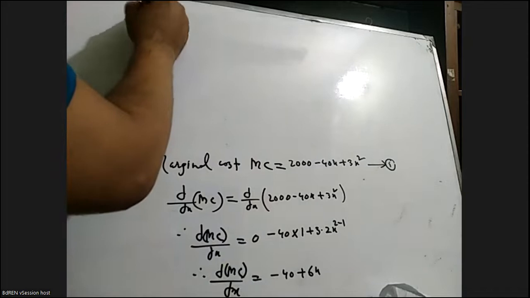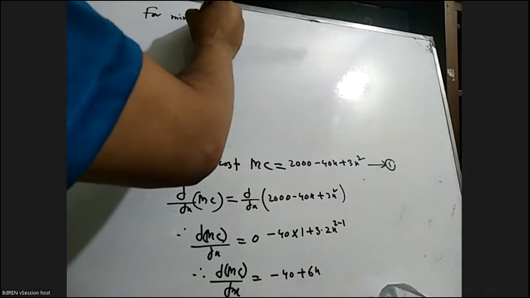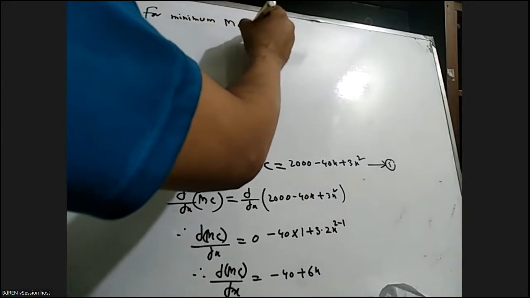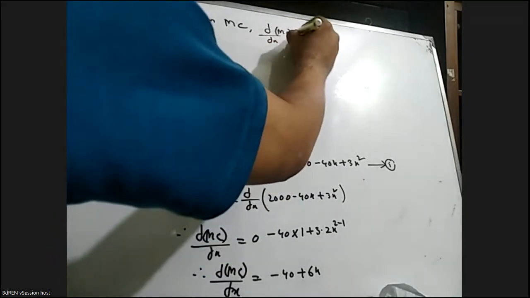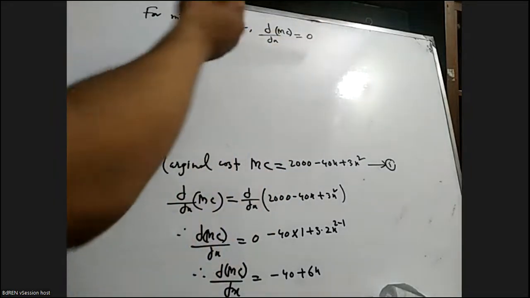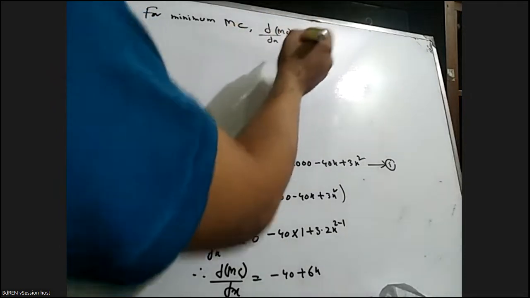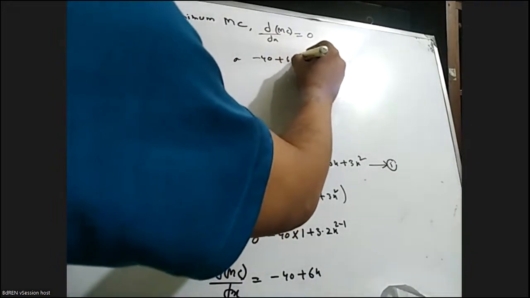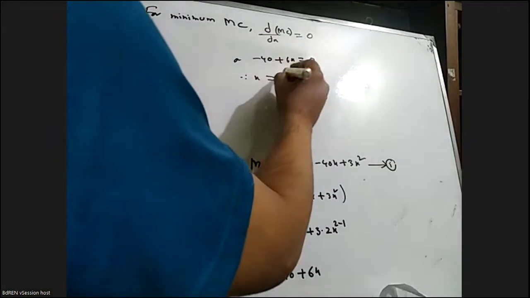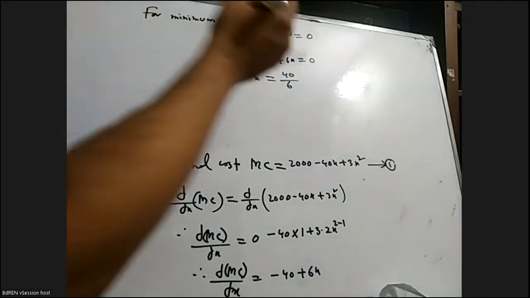Now for minimum marginal cost, the first derivative of marginal cost will be 0. For maximum and minimum values, dy/dx equals 0. This is why for minimum marginal cost, the first derivative will be 0. Minus 40 plus 6x equals 0. Therefore, x equals 40 divided by 6. So, x equals 20 by 3.